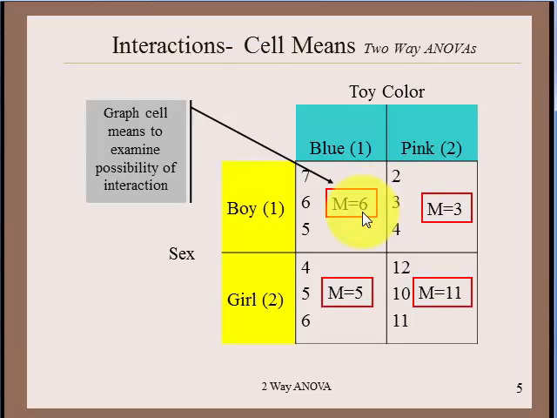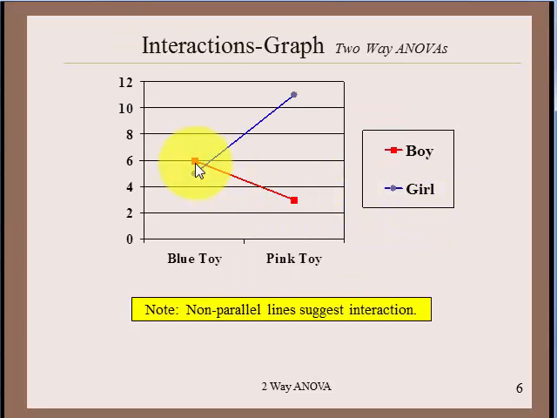Then for boy, I have a mean of 6 for blue and 3 for pink. So I plot that. 6 for blue and 3 for pink, and I connect that, and that's my line for boy. So how do you tell if you have an interaction? Well, if the lines are non-parallel, that suggests that there might be an interaction. Now, you still have to conduct a test for significance to see if it reaches significance, but just having the lines being non-parallel means that there might be an interaction. Notice the lines wouldn't have to be crossed necessarily, they just have to be non-parallel.